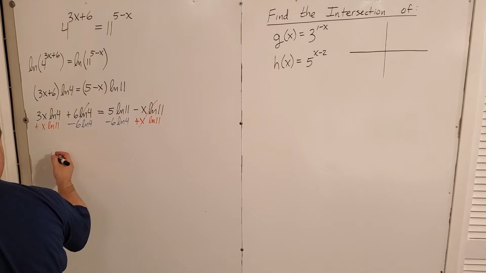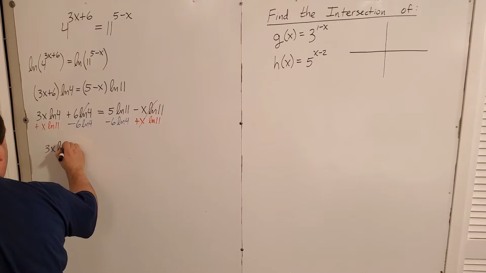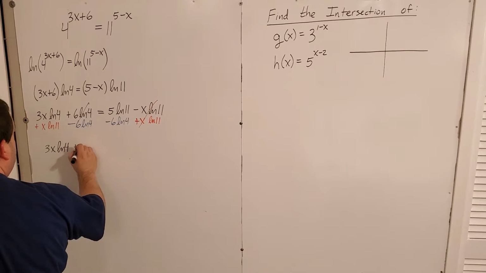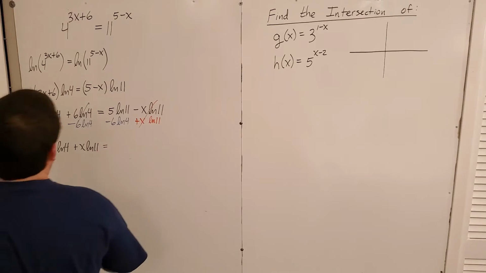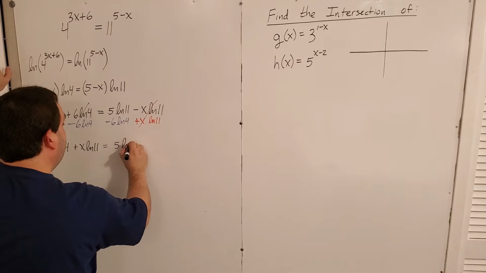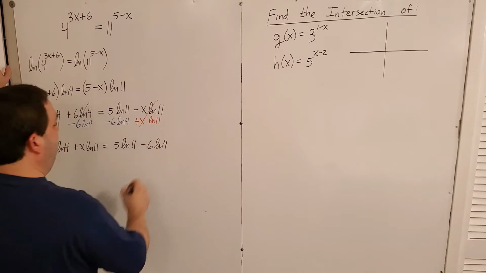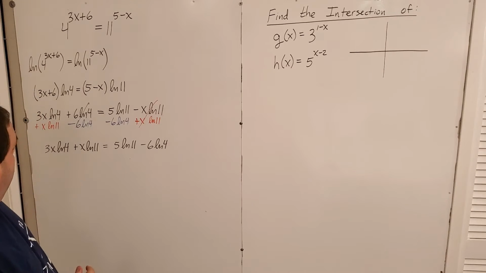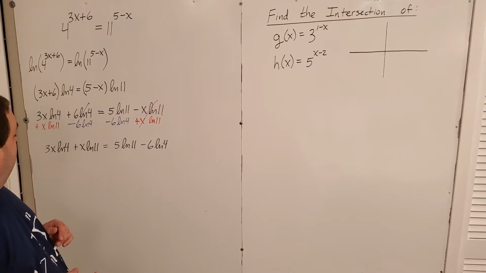I have 3x ln of 4 plus x ln of 11 is equal to 5 ln of 11 minus 6 ln 4. Okay. So a couple of steps left to go, and I want to go through a couple of things to make this easier to punch into your calculator as well.